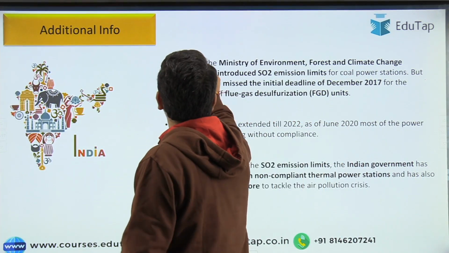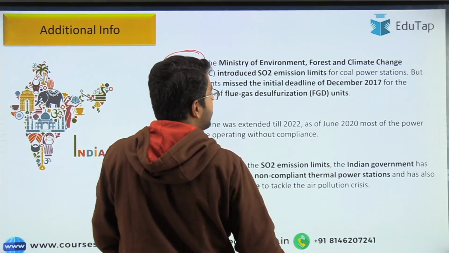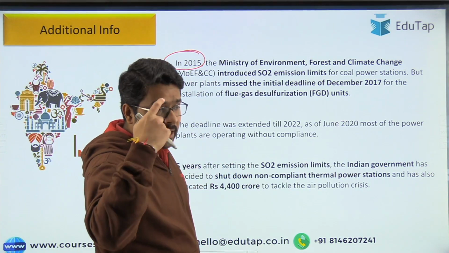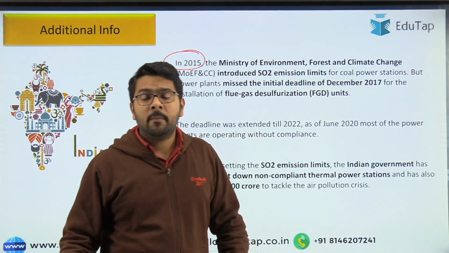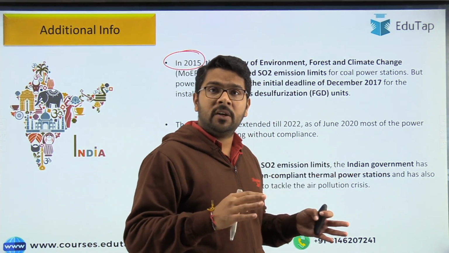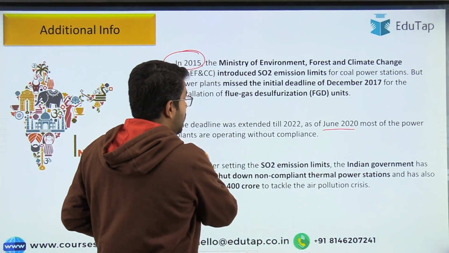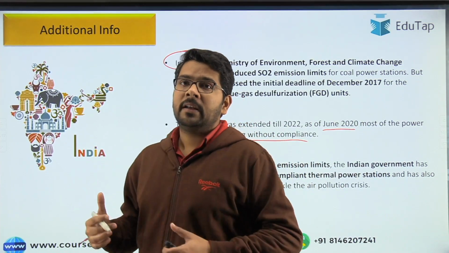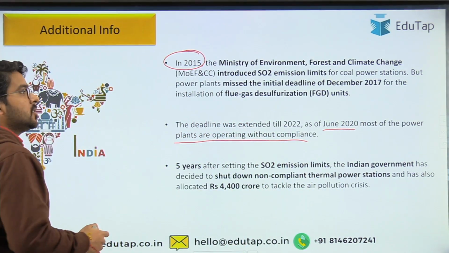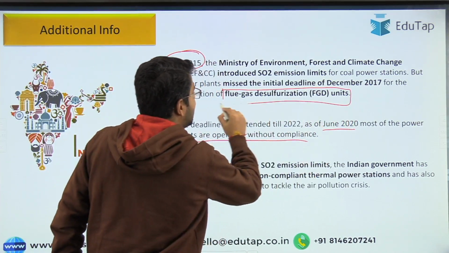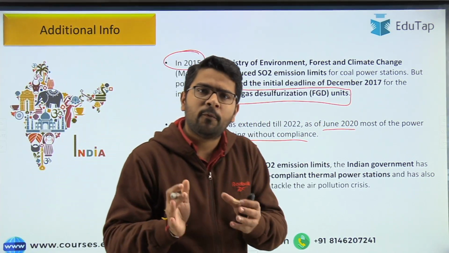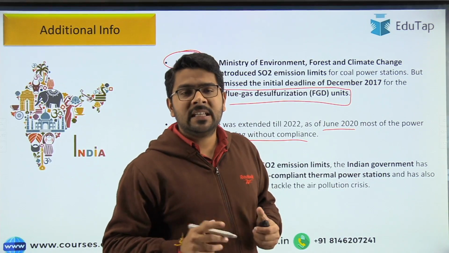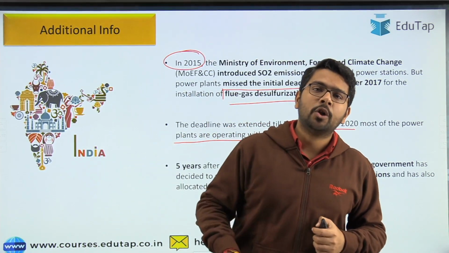So guys, in the year 2015, the Ministry of Environment and Forest and Climate Change introduced certain SO2 emission norms which the coal thermal power plants have to follow. But if you see the data till June 2020, none of those coal thermal power plants was following those norms regarding the flue gas desulfurization unit. So basically, guys, the government has said that you have to follow certain emission norms and you have to install this FGD unit in your plants. This FGD unit is basically to trap the emission of SO2.